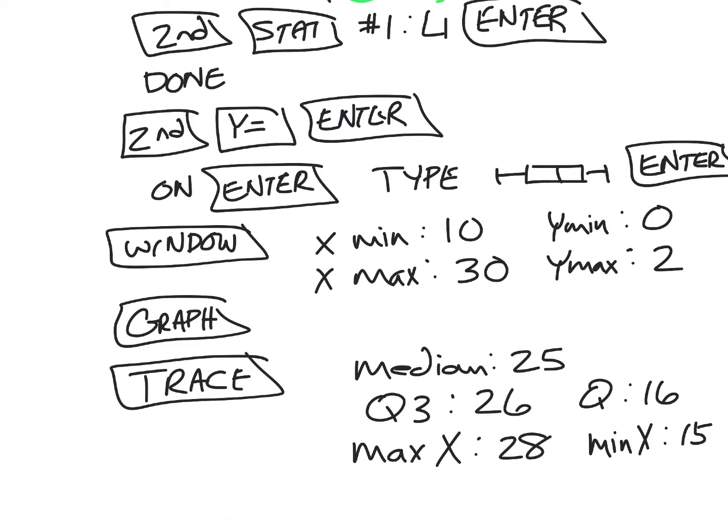So from that, we could find our IQR by subtracting those. My IQR here would be 10, the interquartile range. We could find the range by subtracting these: 28 minus 15 is 13. So the range here is 13. So it gives you a lot of information from the box plot itself. So that's how you can interpret some of that stuff from the actual graph.